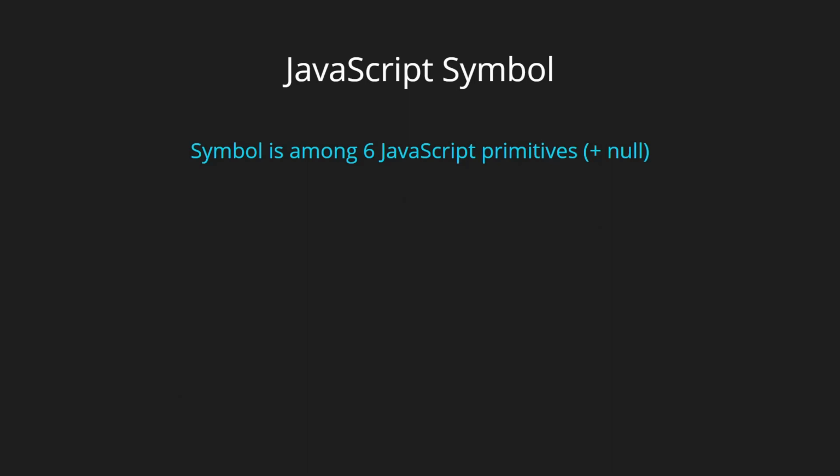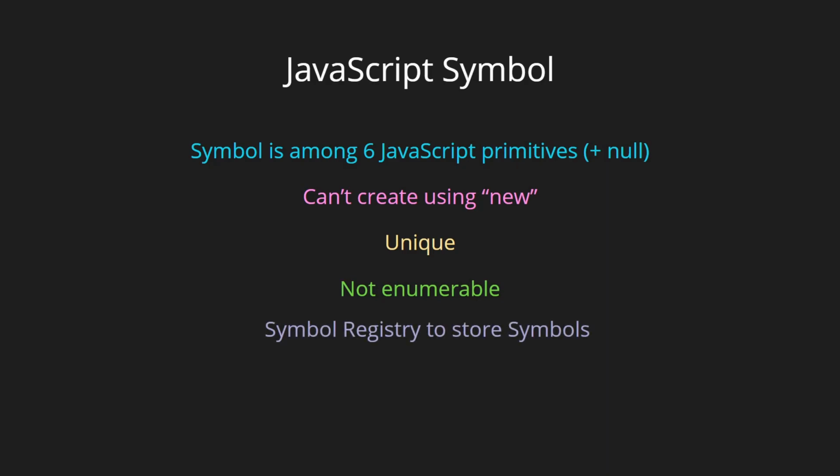To summarize, symbol is among 6 other JavaScript primitives plus null. You can't create a new symbol using the new keyword. Two newly created symbols with the same name are not equal. You can't enumerate over symbol properties of an object. Symbols can be stored and accessed using the symbol registry. There are well-known symbols already being used right beneath your feet. Thanks a lot. This was JavaScript Symbols.